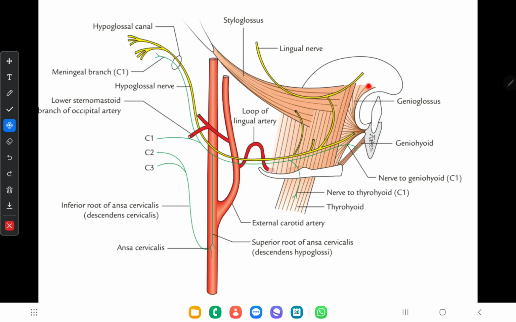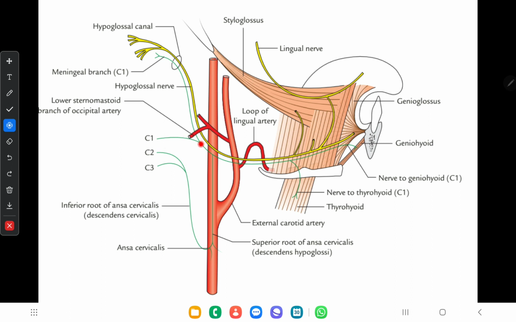It receives a large communicating nerve from the ventral ramus of the first cervical nerve. Here you can see the C1, the meningeal branch. Here the meningeal branch is coming with this hypoglossal nerve. The meningeal branch arises at the level of anterior condylar foramen to supply dura mater of the posterior cranial fossa.